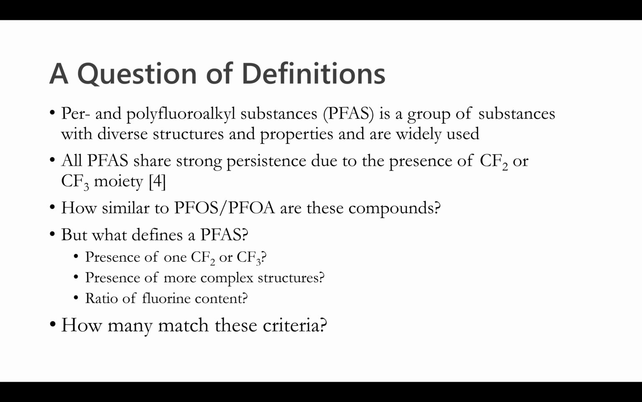So the underlying question is, how do we define what a PFAS is? Does the presence of one CF2 or one CF3 make a compound a PFAS? Or should PFAS be defined with a minimal ratio of fluorine or with more complex structures, for example with a longer fluorinated chain? We'll look at some definitions and at how many compounds these definitions match, as well as how they compare to each other.